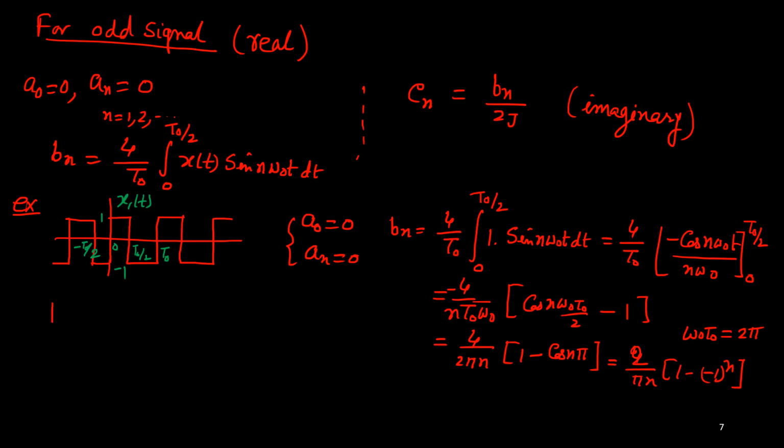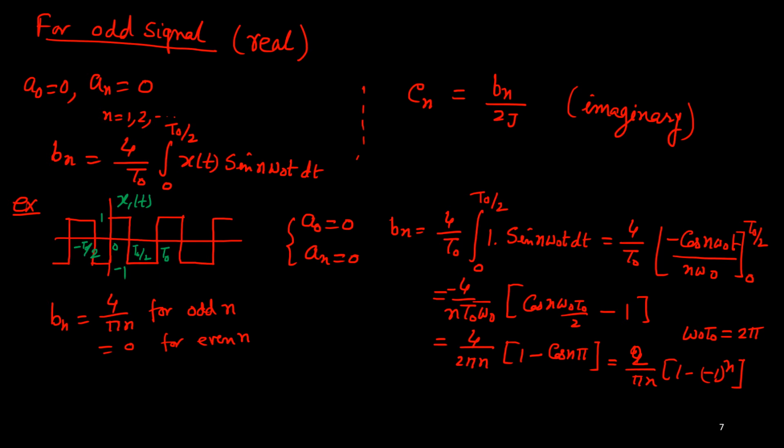So that we can write. The bn, so for odd n it is becoming 4 upon pi n, and this is 0 for even n. Okay, so thus it is done for this periodic signal.